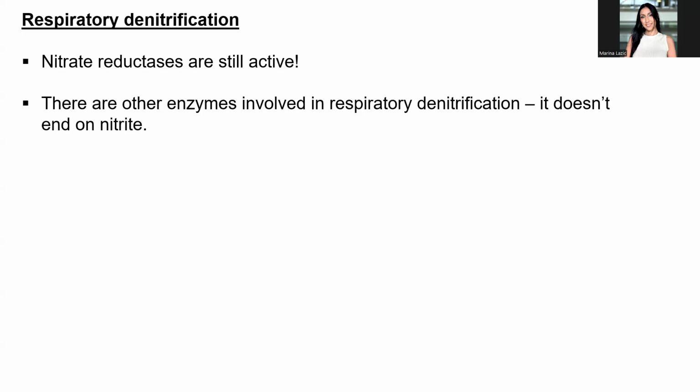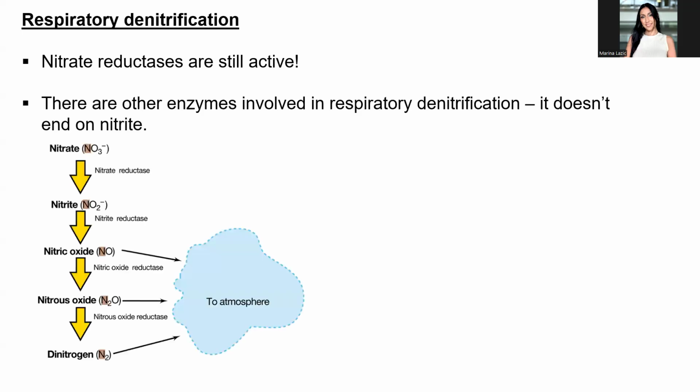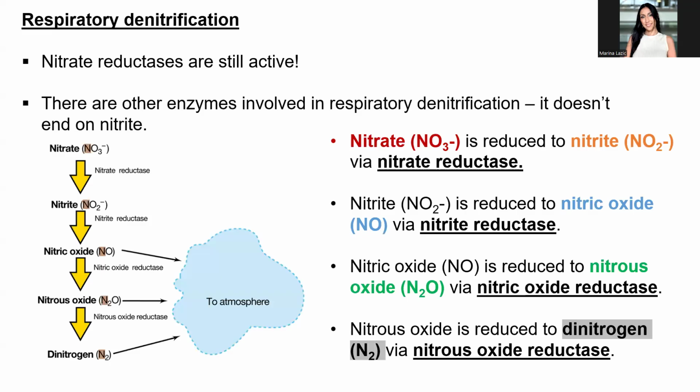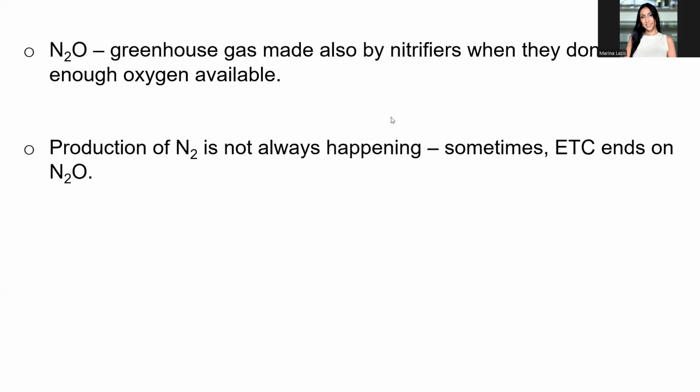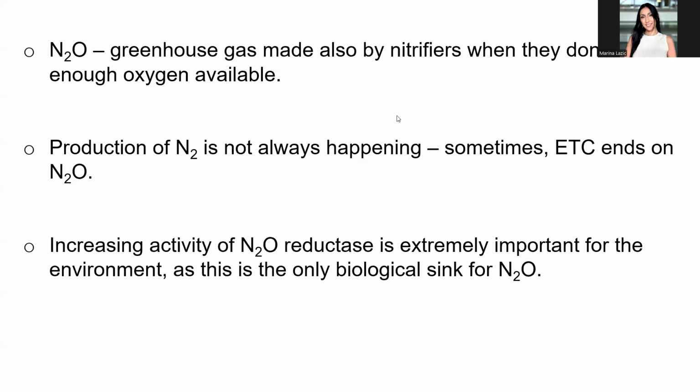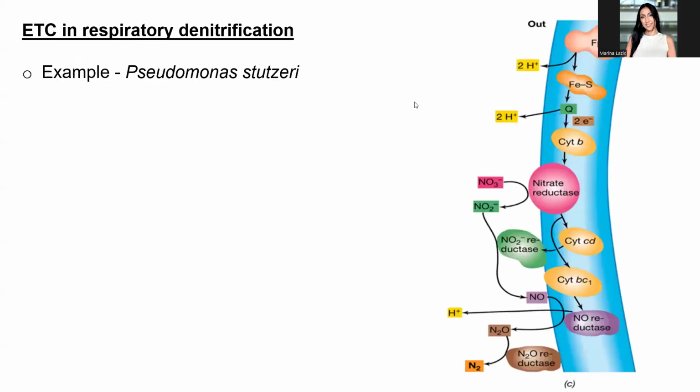So pretty much the name of the reductase fits with the substrate. It's not really so hard. Nitrous oxide is very often where everything stops. Rarely is there nitrous oxide reductase. So respiratory denitrifying organisms, alongside ammonia oxidizing bacteria, make nitrous oxide, a greenhouse gas, when there is no oxygen available, because N2 production is not always happening. You can imagine that getting a better nitrous oxide reductase can really be something to think about in the future, because that will help detoxify the nitrous oxide produced.